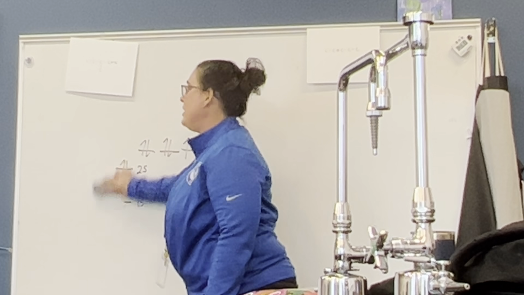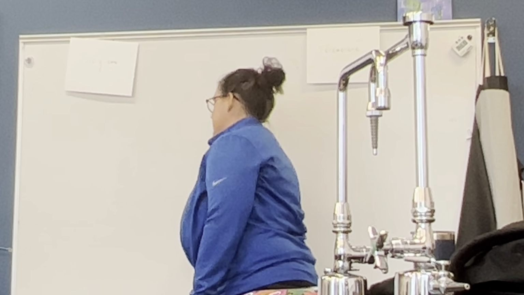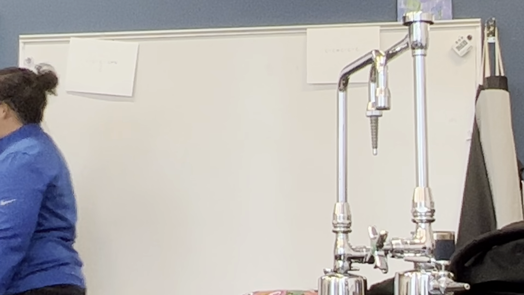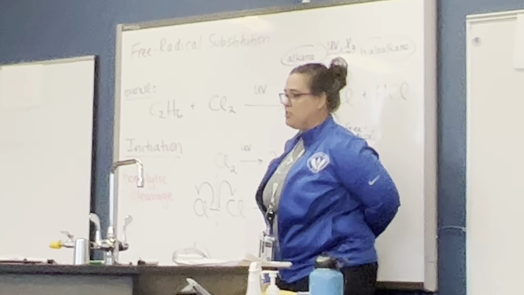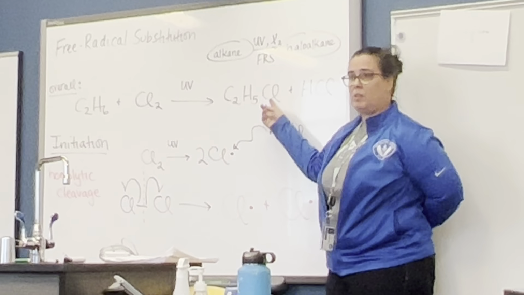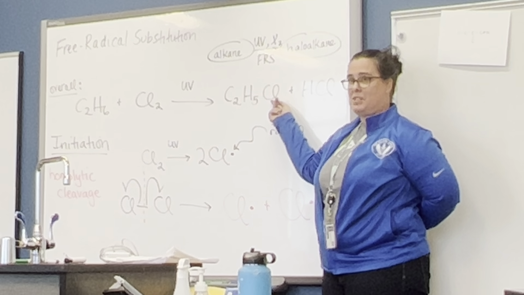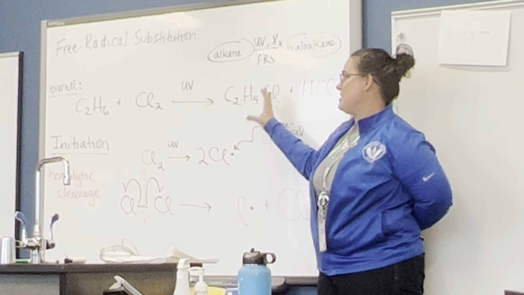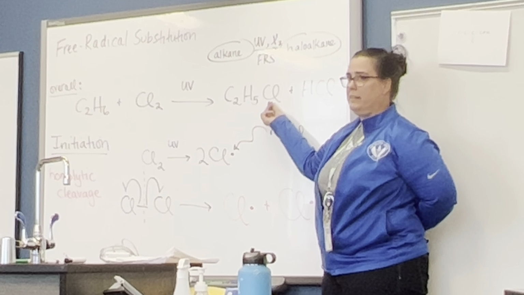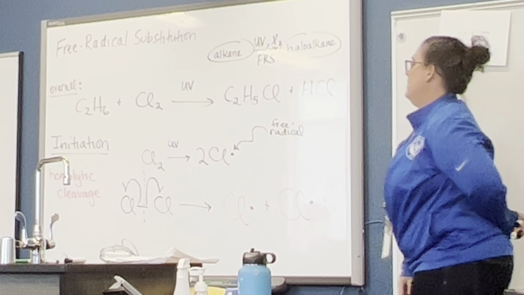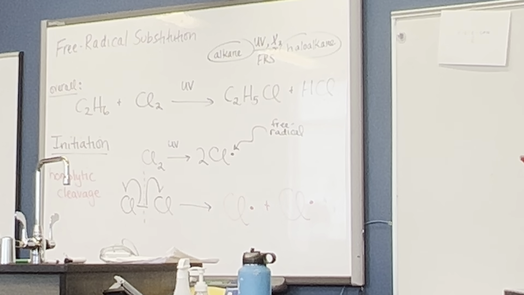Now that we have made radicals, we're going to work on the substitution. Perhaps you can see that in this ethane molecule, the carbons are bonded to 6 hydrogens, and I'm going to substitute one of the hydrogens for a chlorine. So the word substitution means that one of the H's is going to be substituted by a chlorine. And so to do that, the second big step is called propagation.